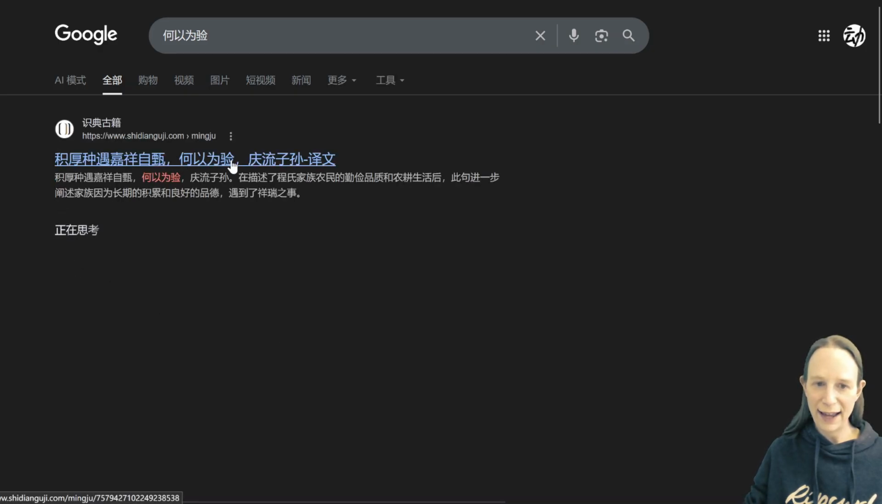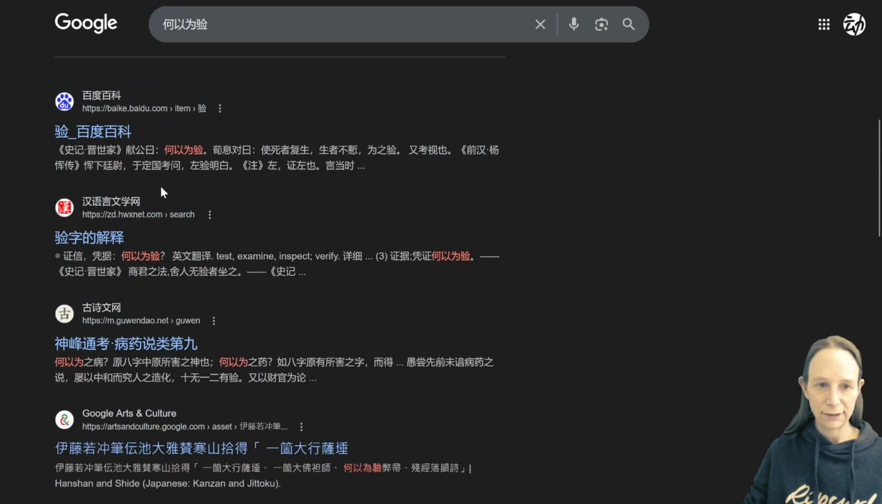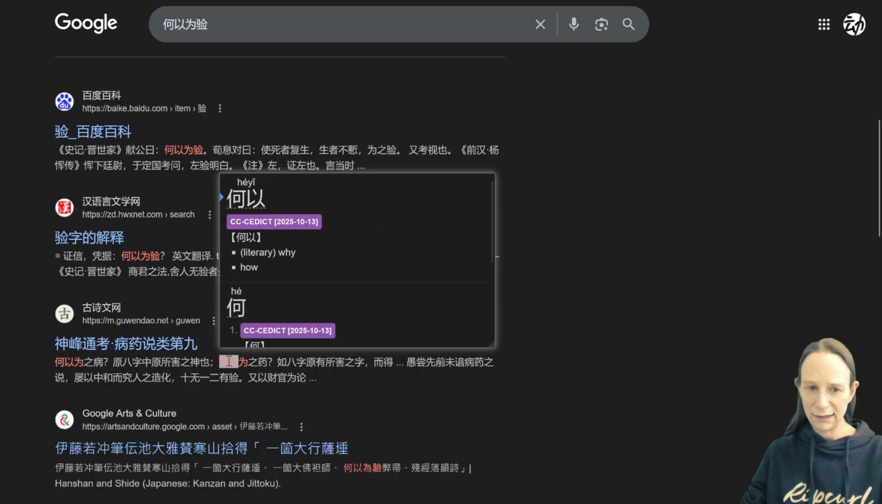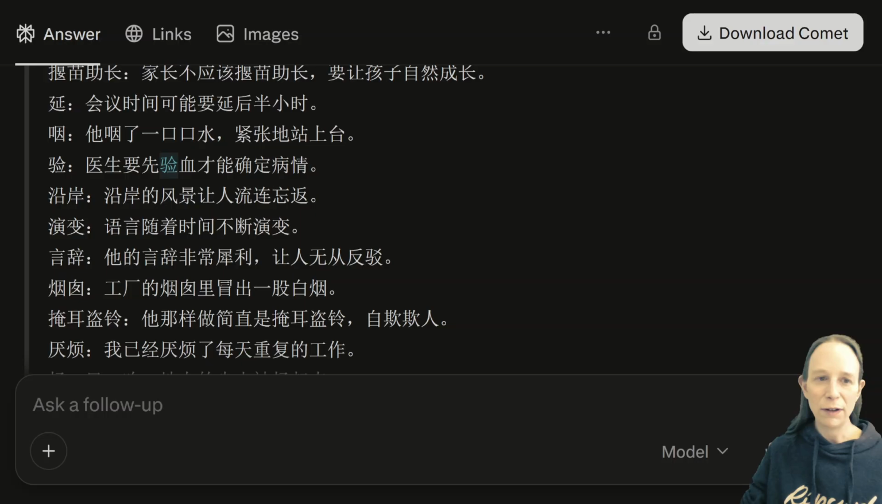Yeah, 何以为验? Yeah, it looks like it's classical Chinese. Maybe it doesn't have this meaning anymore. Here, that's what my dictionary says. 证据和凭证. Yeah. 何以为验? Presumably means, where's the evidence? 何以为之要? I don't know. I'm not sure. Let's move on. Pretty abstract.